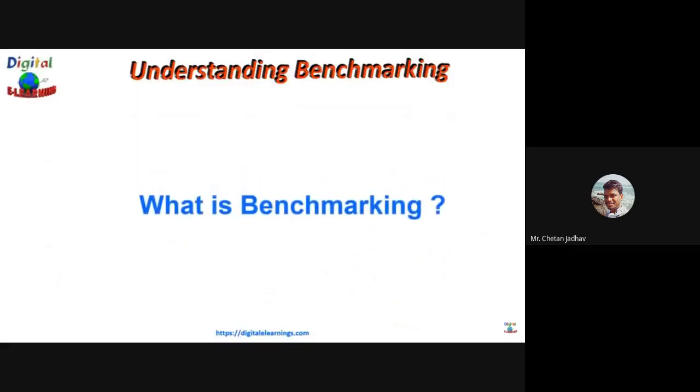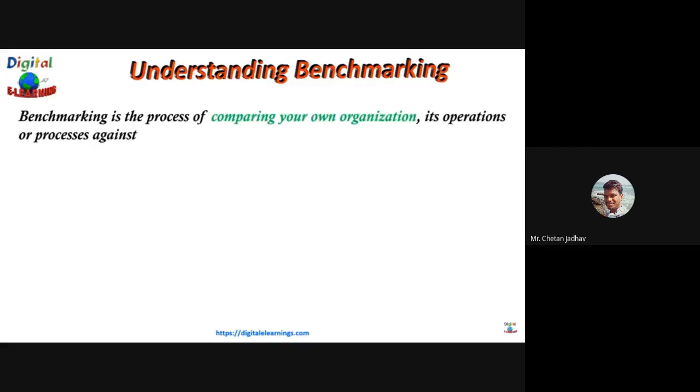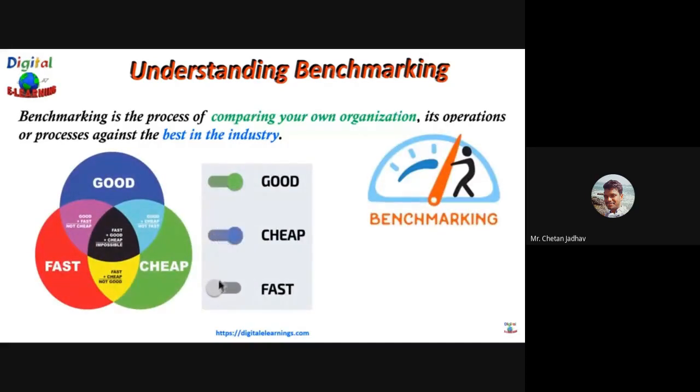So what is benchmarking? Benchmarking is a process of comparing your own organization, its operations, processes against the best in the industry. The dimensions that are typically measured during benchmarking include time, cost, and quality. Typically, we should have all these things, that is good, cheap, and fast. That is a good product, a cheap product, and a fast product. But that is not practically possible. So we will stick to either good and cheap, or good and fast.